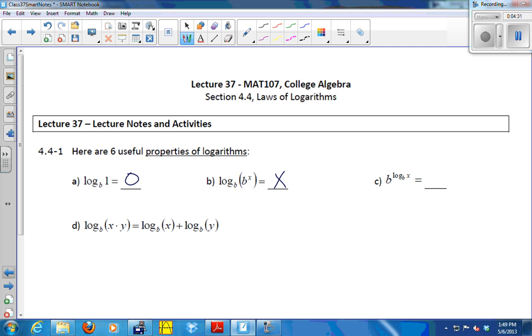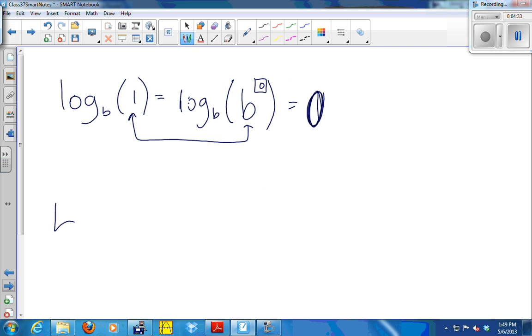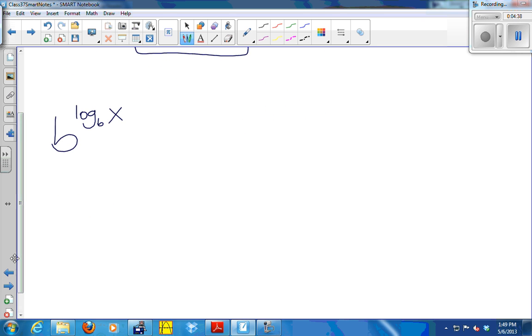b to the log base b of x. Let's do it over here. Okay, so this is kind of a lot to look at. It's kind of like information overload. So I want to simplify this expression. So I'm going to say, let y represent log base b of x. Right? So this is a much simpler equation. It just says b to the y, so just letting this whole exponent be y, right?